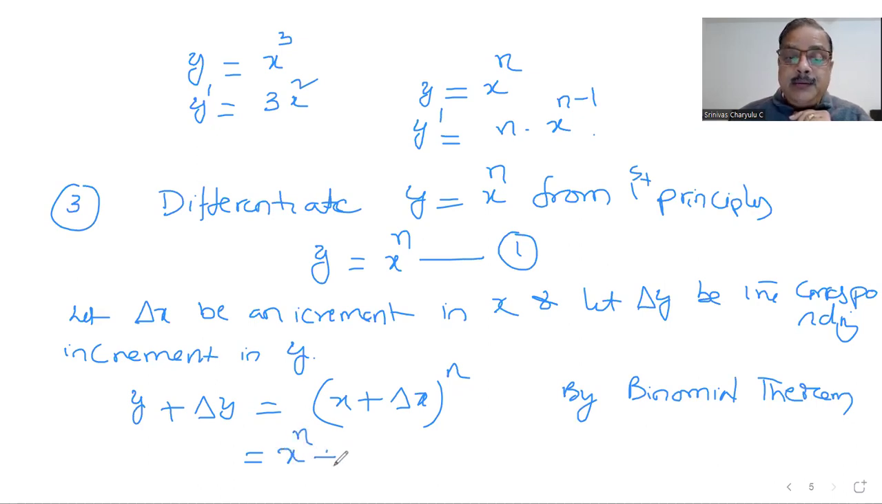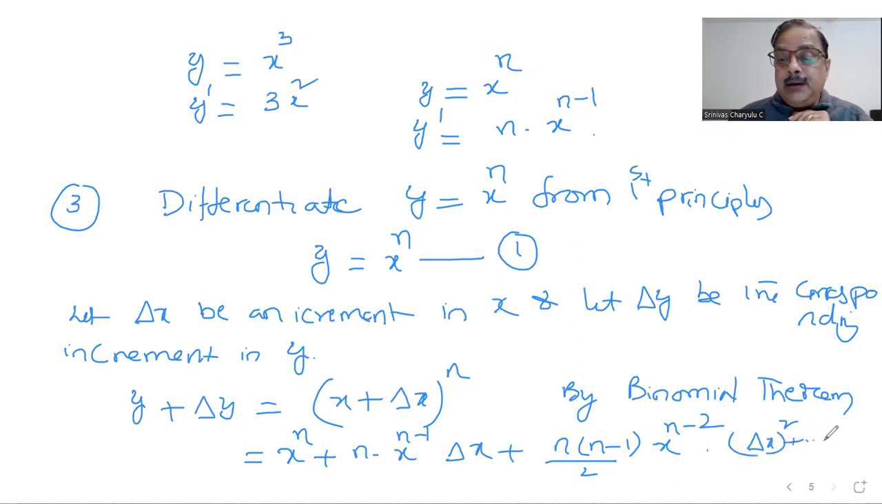x to the power of n plus n into x to the power of n minus 1 into delta x plus n into n minus 1 by 2 into x to the power of n minus 2 into delta x whole square, dot dot dot, last term delta x whole to the power of n. Okay. This is called y plus delta y. So last term is delta x whole to the power of n, remember. If you want that, I will write it further clearly. Delta x whole to the power of n.